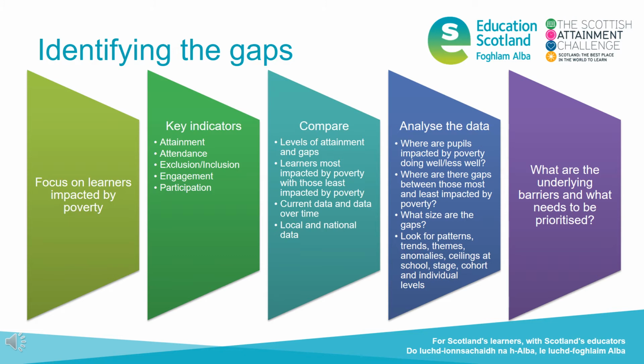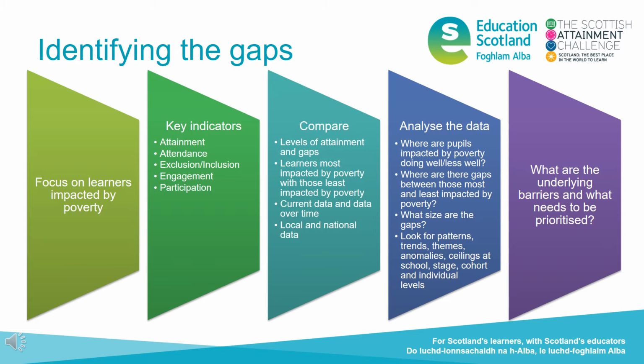There are 5 key indicators that will help identify gaps: attainment, attendance, exclusion, engagement and participation. If your school is not already gathering and analysing data in relation to these, this would be something to prioritise. To identify how learners affected by poverty are progressing, comparisons should be made based on current data and data over time, and with local and national data. To quantify the gap, comparisons should be made with learners least affected by poverty, again looking at current data and data over time, as well as drawing comparisons with local and national data.